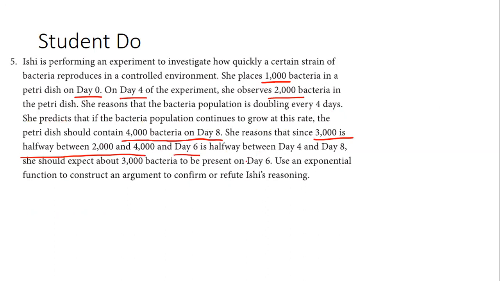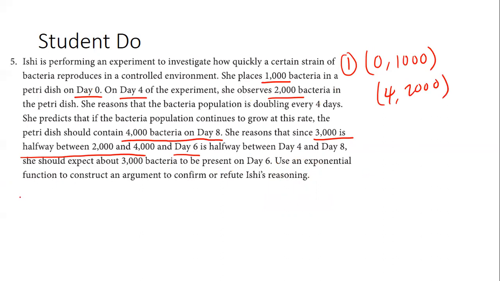So day 6, for day 6. So between day 4 and day 8, she should expect about 3,000 bacteria to be present on day 6 because of that. So we're going to use an exponential function to construct an argument to confirm or refute Ish's reasoning. So step 1, again, is to start off with our ordered pair. So our ordered pair would be 0, 1,000. Remember, we're going to always let time, the majority of the time, be our independent variable. And then day 4, we had 2,000.